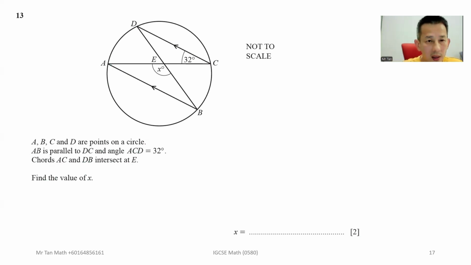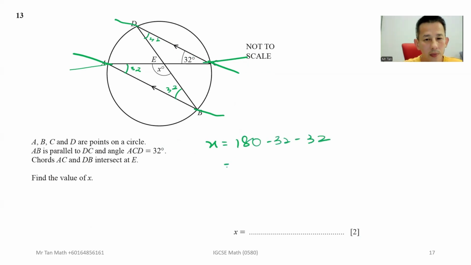Okay, if we extend this, use the property of parallel lines. Okay, this should be 32. And then the circle theorem will give you these two should be the same, and these two should be the same. So X should equal 180 minus 32 minus 32. You should get 116.